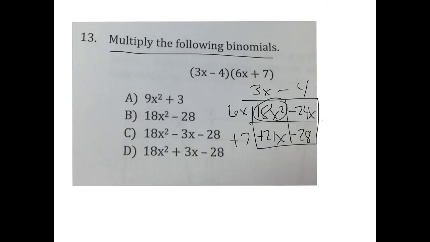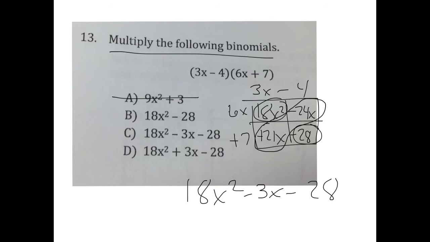This is always the front of the answer, 18x squared, so that gets rid of A. This is always the back of the answer, negative 28. That doesn't get rid of any of them. So now I just need to figure out what's 21 minus 24, or what's negative 24 plus 21. And in either case, when I type that into my calculator, I get negative 3x. So this is the right answer.